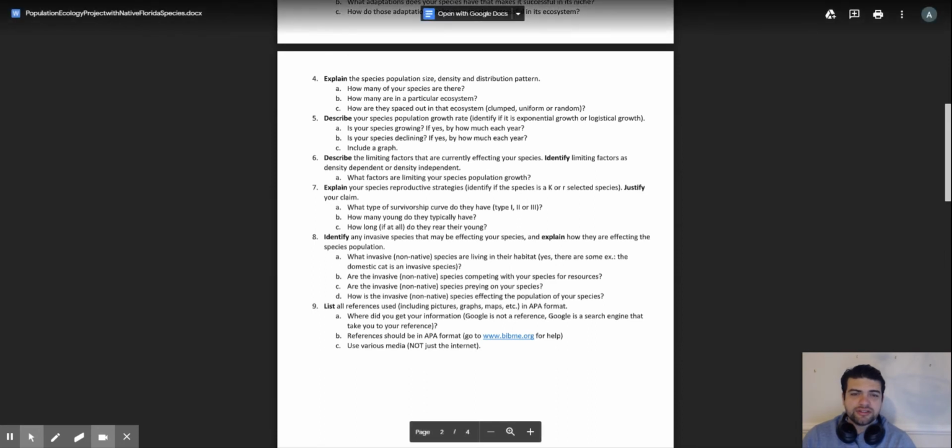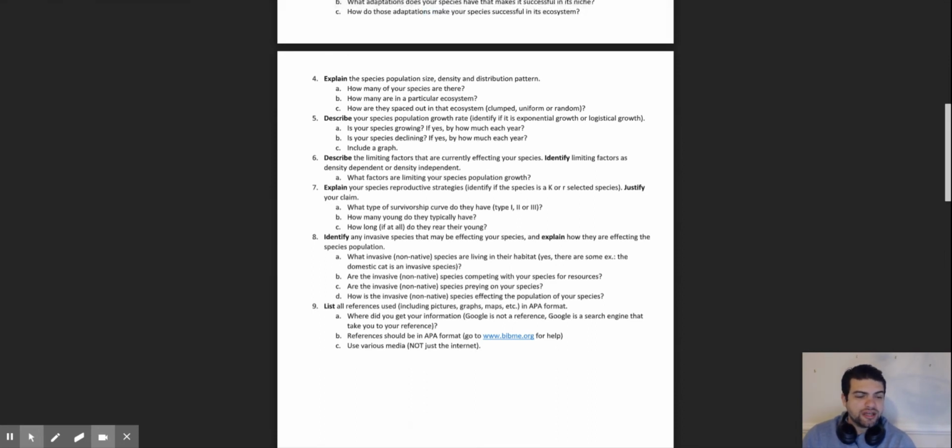Describe limiting factors that affect your species, limiting factors being things that cause pressures onto the species that don't allow it to reproduce and have a lot of kids, stuff that basically keeps it in check.